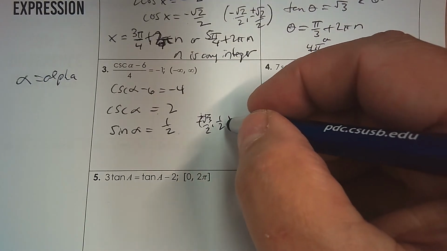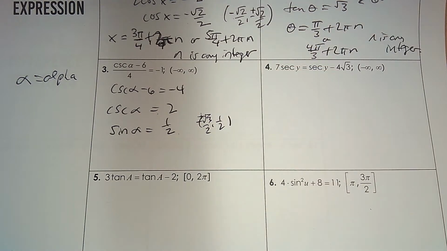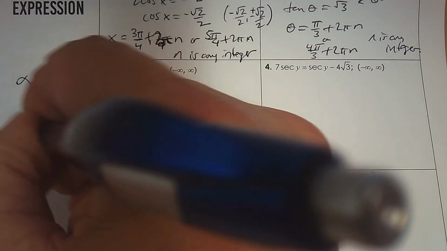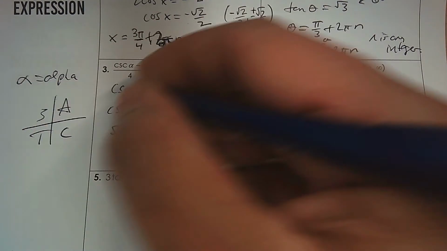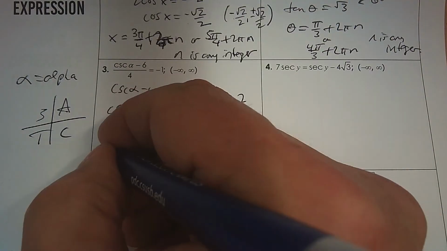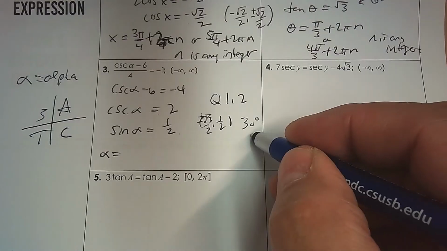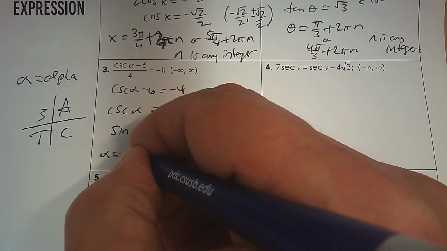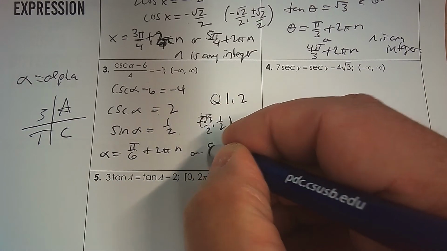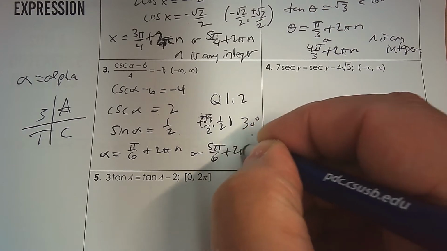So that reference angle is 30 degrees. It's positive. So what quadrant are we in? So we're in quadrants 1 or 2. So 30 degrees, quadrant 1, pi over 6 plus 2 pi n, or 5 pi over 6 plus 2 pi n.